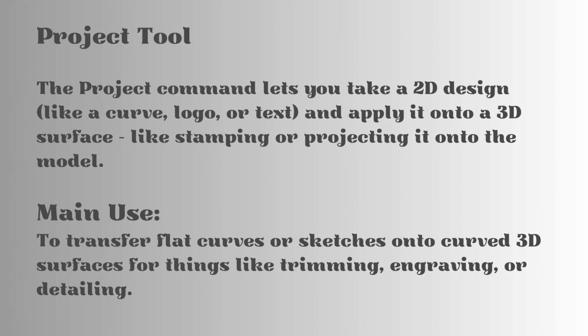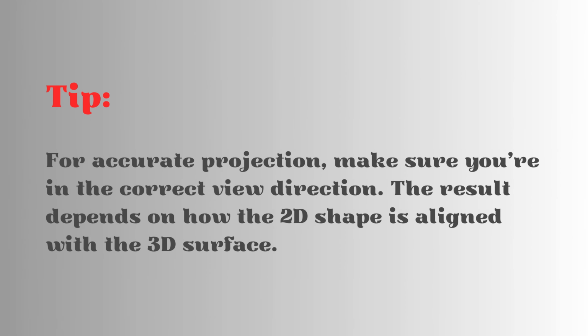The project command lets you take a 2D design like a curve, logo, or text and apply it onto a 3D surface, like stamping or projecting it onto the model, to transfer flat curves or sketches onto curved 3D surfaces for things like trimming, engraving, or detailing. For accurate projection, make sure you're in the correct view direction. The result depends on how the 2D shape is aligned with the 3D surface.